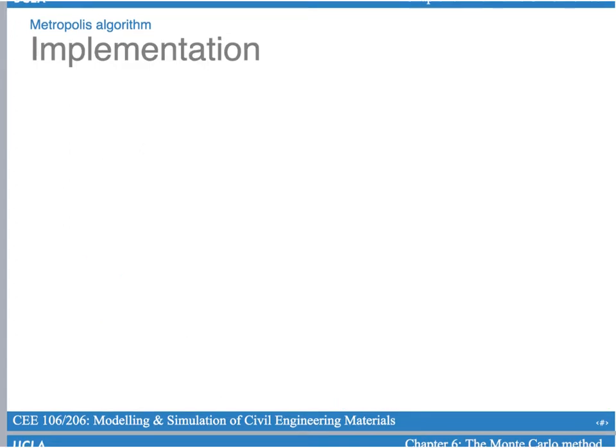So now let's see in practice what the algorithm is to implement a Metropolis Monte Carlo simulation. Again, our goal in this case is to simulate a system of atoms to be able to calculate the average of certain thermodynamical properties, for example, the average of the energy or the average of the pressure in the NVT ensemble. So we are still in the NVT ensemble in this case.